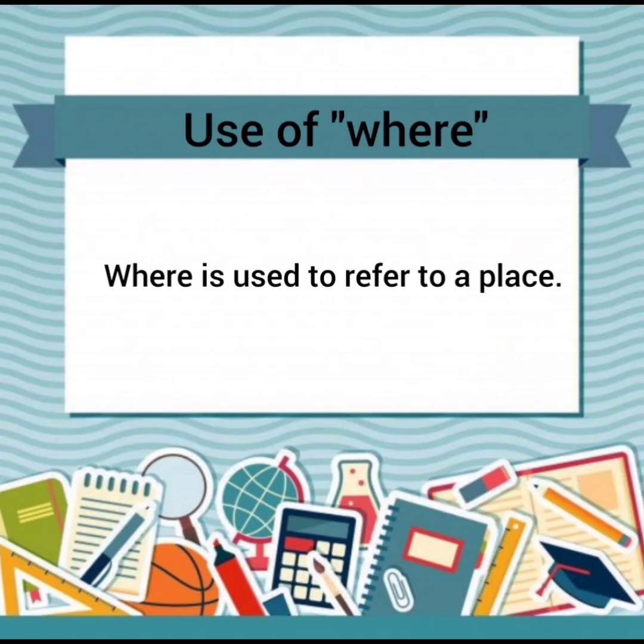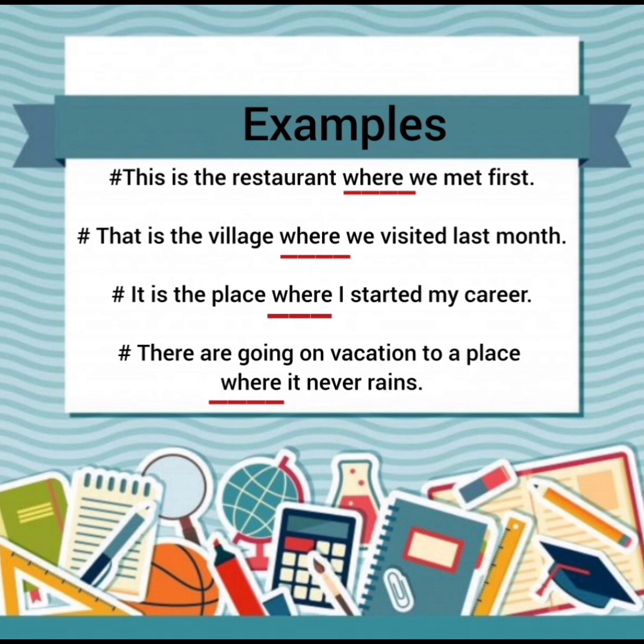For example, this is the restaurant where we met first. Now where is used as a relative adverb and it is referring to the place, that is the restaurant. That is the village where we visited last month. Again, where is used to refer to the place, that is a village. It is the place where I started my career. They are going on vacation to a place where it never rains. In all these sentences, where is used as a relative adverb and it is referring to the place.